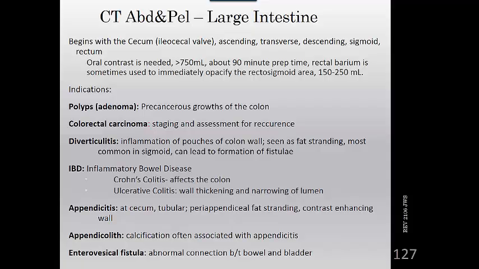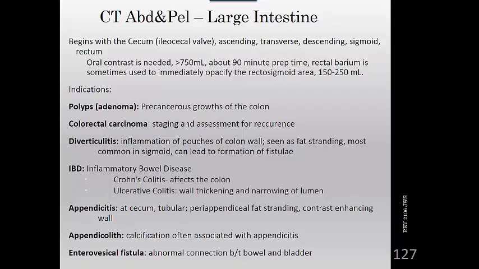All right, the large intestine, the colon, begins with the cecum, the ileocecal valve where the small bowel heads into it. And then you have on the right the ascending, and then the transverse goes across the abdomen, and the descending is on the left, and then the sigmoid and the rectum portion. The oral contrast needed is, again, greater than 750 milliliters, and you need to wait about 90 minutes at least for barium to reach the rectum.